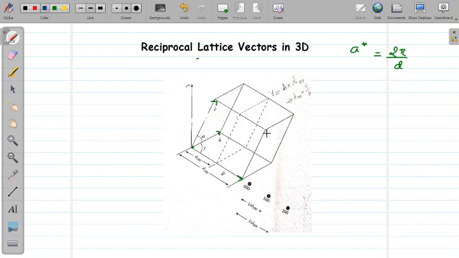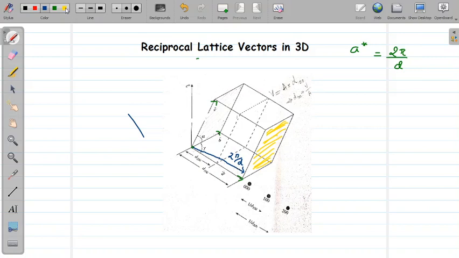So this is a plane you can see here. From the origin, you have to draw a vector to that set of planes like this. What should be the length of that vector? It should be 2 pi by d. d is the interplanar spacing.